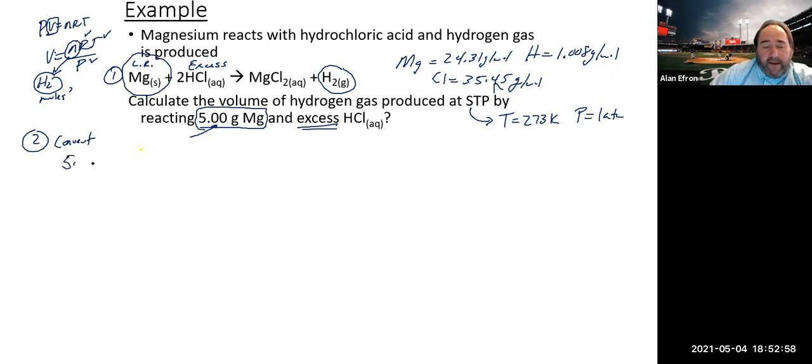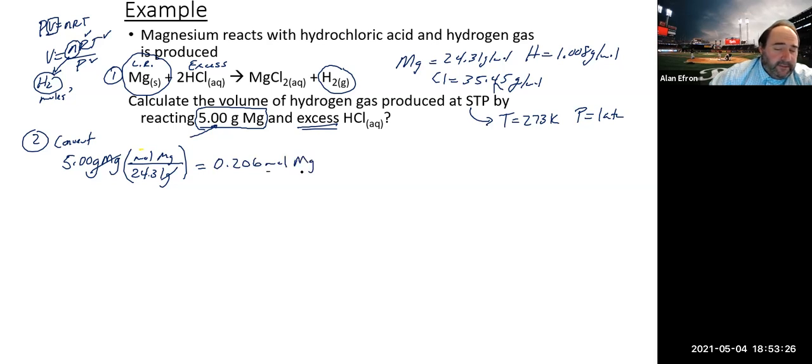We'll take our 5 grams of magnesium and divide using the periodic table, 24.31 grams per mole of magnesium. Grams will cancel. That yields 5 divided by 24.31, which looks like 0.206, so we do a little bit of rounding here. Remember, although we're now in moles, they're still moles of magnesium, which is not what we need. So we need to get to hydrogen.